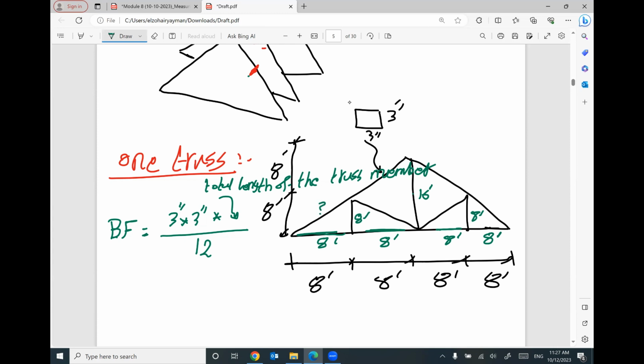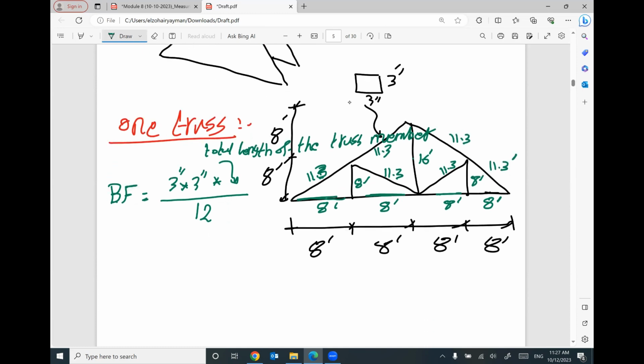What is the length of this member? I don't know. We can find it out using right angle triangle. 8 square plus 8 square under square root. I got 11.3. This one will be 11.3 feet, and so will each of the other diagonal members.